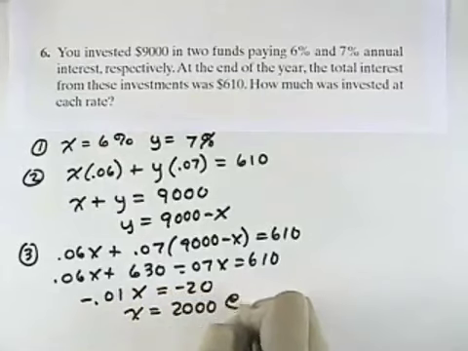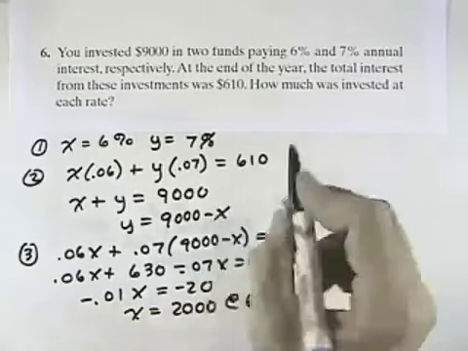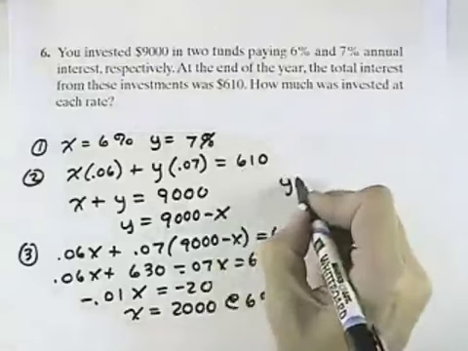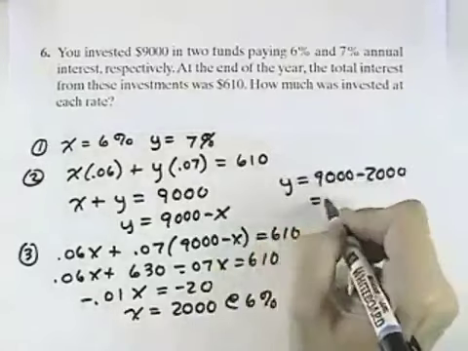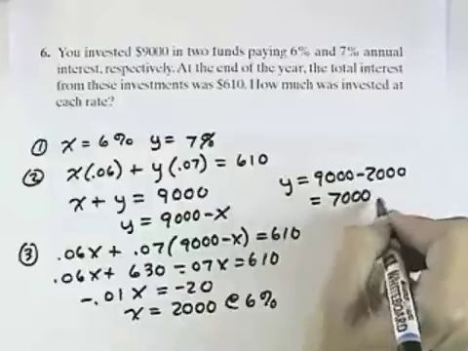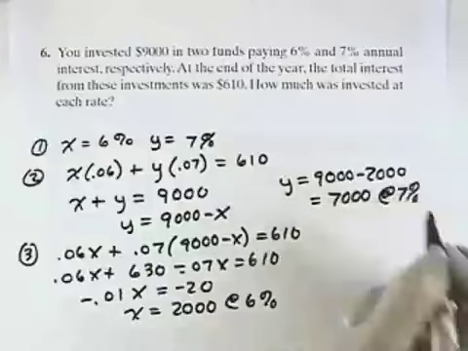So that's the amount invested at 6%. Going back to my second equation, I had y equals 9,000 minus 2,000, which is 7,000. That means 7,000 is invested at 7%.